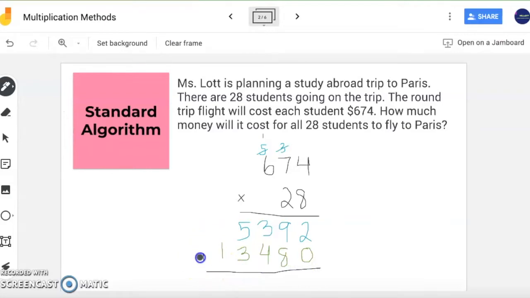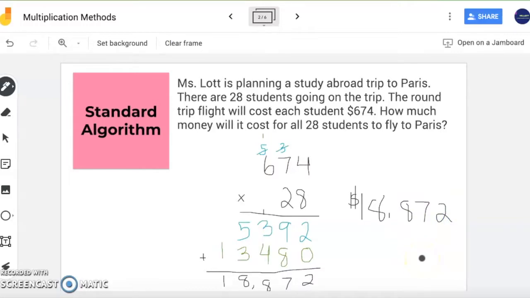So now let's take it step by step. Now we're only adding the first part and the second part together. So let's start in my ones place. 2 plus 0 is 2. 9 plus 8 is 17. I'm going to carry my 1. My 7 goes in my tens place. 4 plus 3 is 7, plus 1 is 8. 5 plus 3 is 8. And I have my 1 right here, giving me a final answer of $18,872. That is how much it's going to cost to take 28 students to Paris.